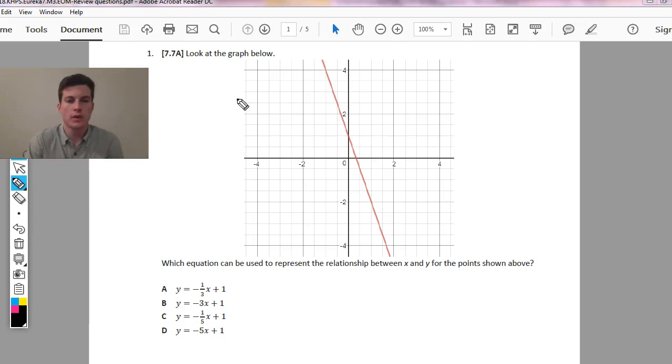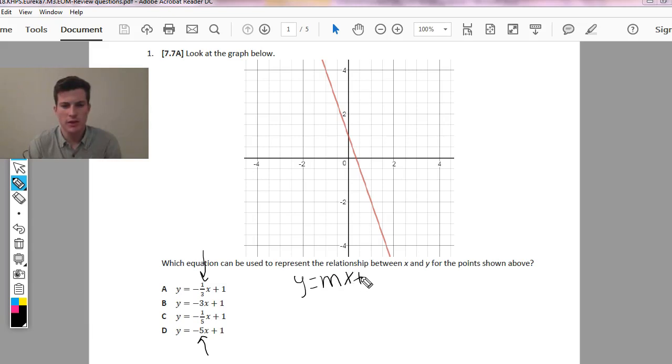Okay. Number 1, look at the graph below. Which equation can be used to represent the relationship between x and y for the points shown above? Answer choices are all equations. Right off the bat, I noticed that the y-intercept, this plus 1, is the same for all the answer choices. So we're really just trying to figure out what about this term right here, the ones with the x.